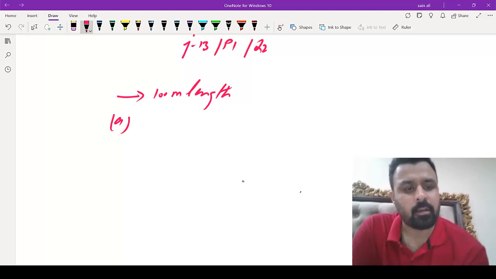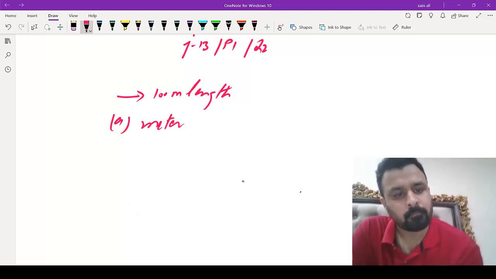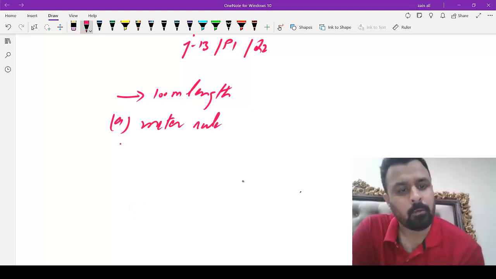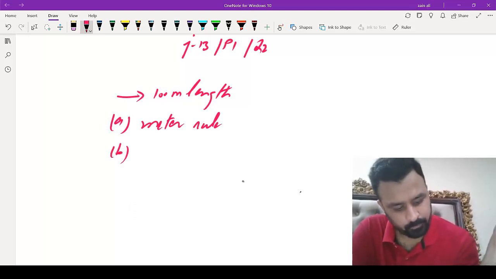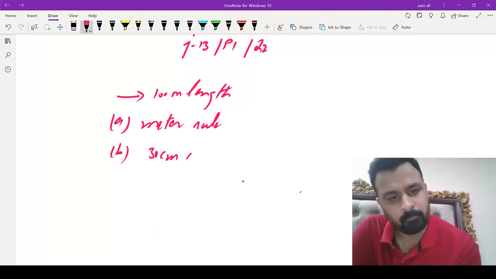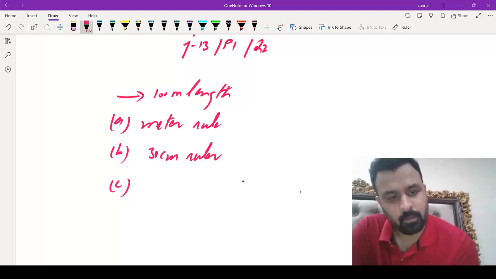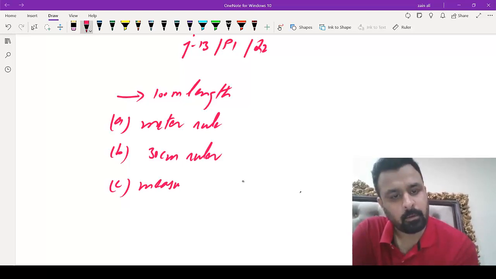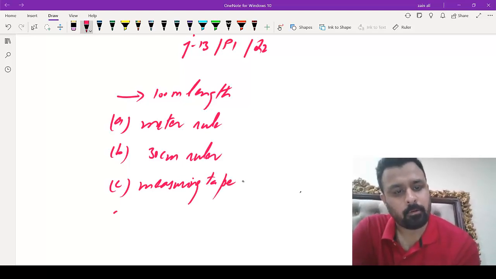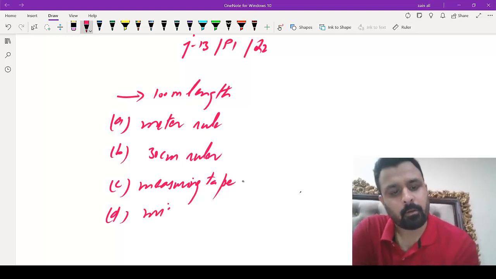The options are: option A, meter rule; option B, 30 centimeter ruler; option C, measuring tape; and option D, micrometer.